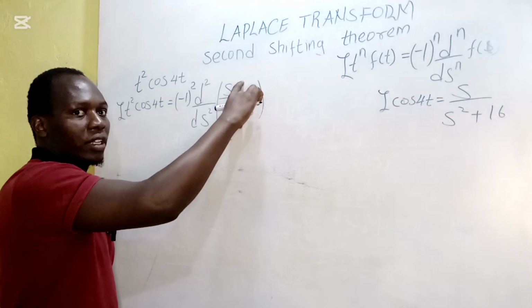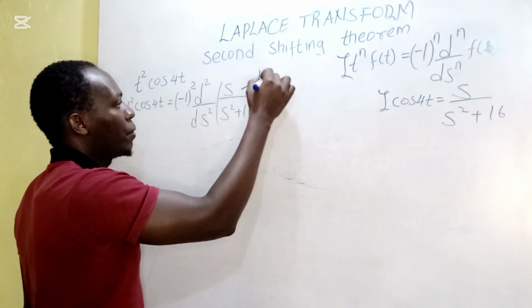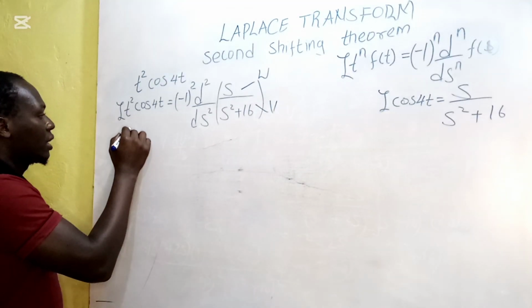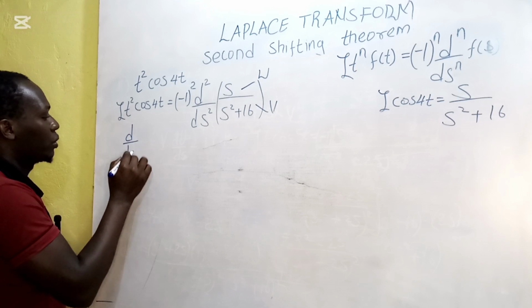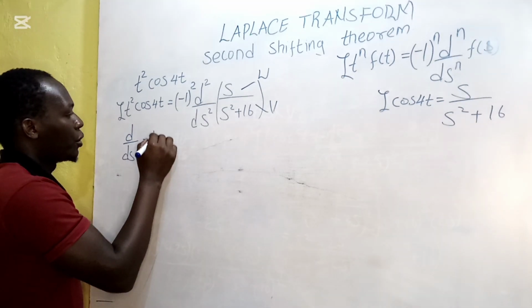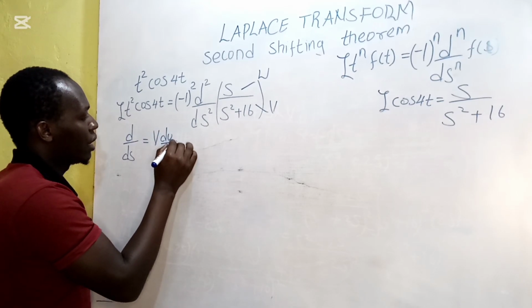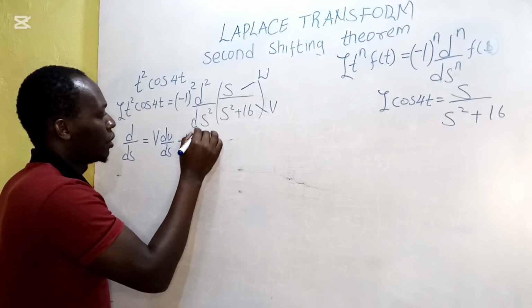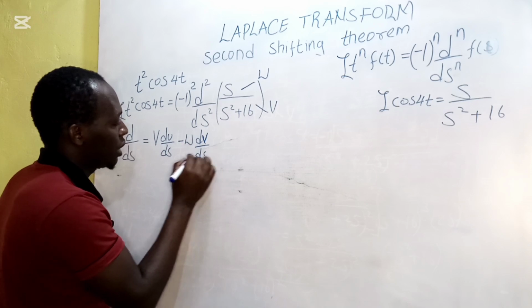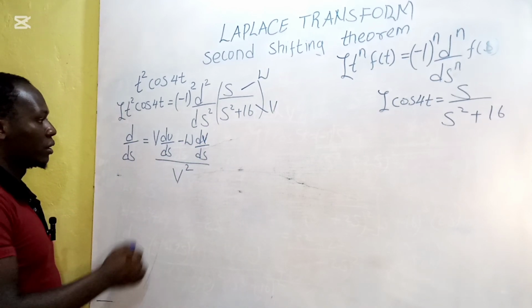By carrying out the differential of this function, we are going to use the quotient rule, where here we are going to have our u and here we are going to have our v. We understand that d with respect to ds is equal to, using the quotient rule, v du with respect to ds, we subtract from u dv with respect to ds, everything all over v squared.